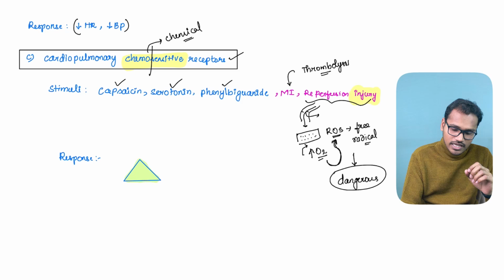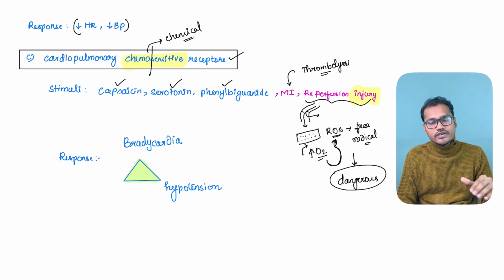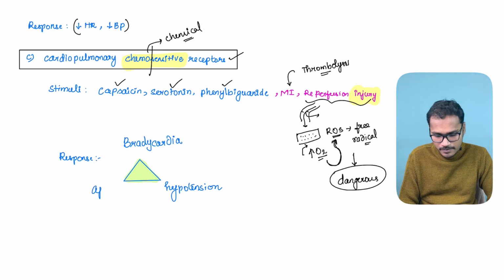And the person will have a response. What type of response will he have? He will have bradycardia, his heart rate is going to come down, and he will have hypotension, and he will have a breathlessness phase which is called apnea. So his breathing is also stopped. There is a specific name for this reflex.